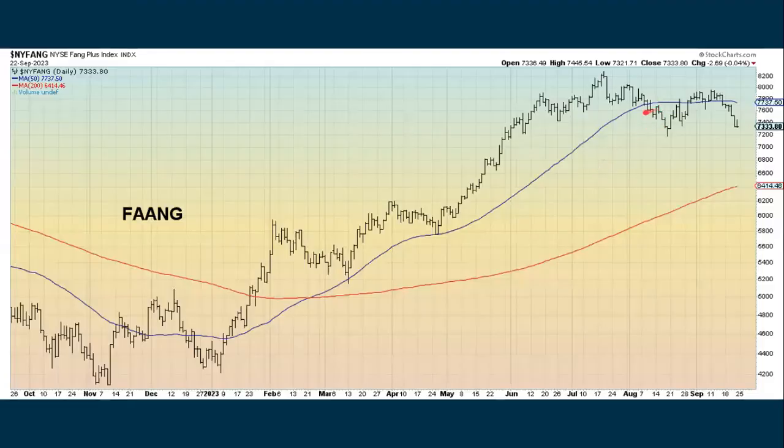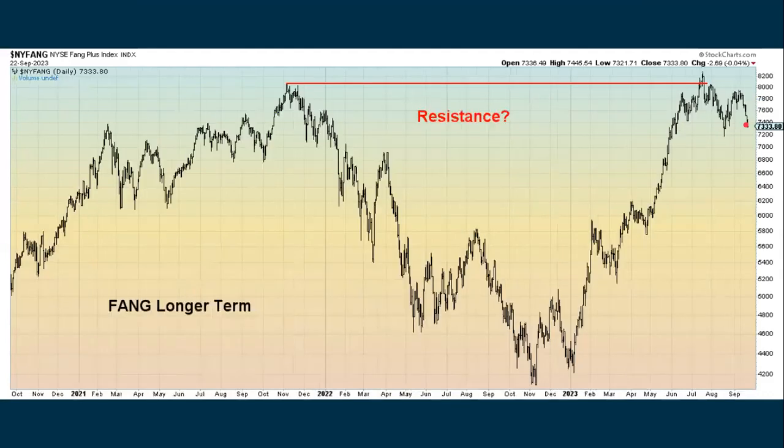The FANG index is still in a longer term uptrend, but we're seeing some weakness as it dropped below its 50-day moving average.